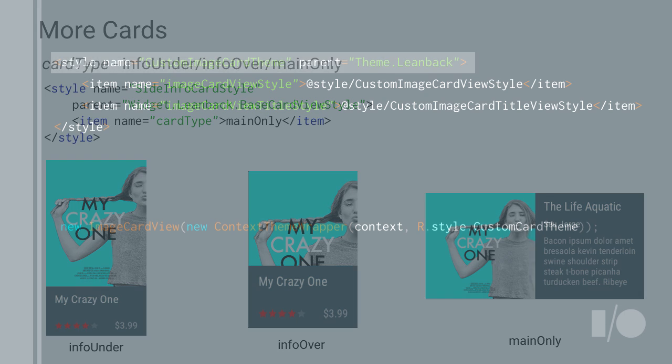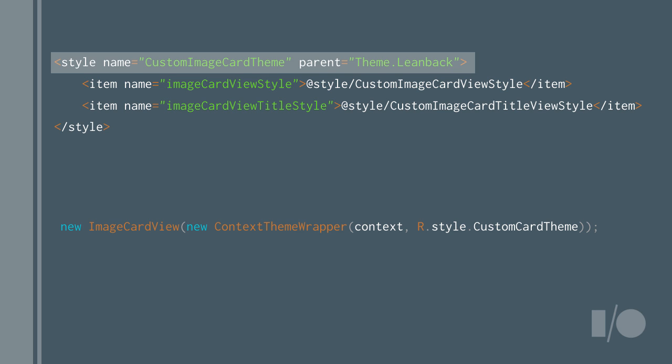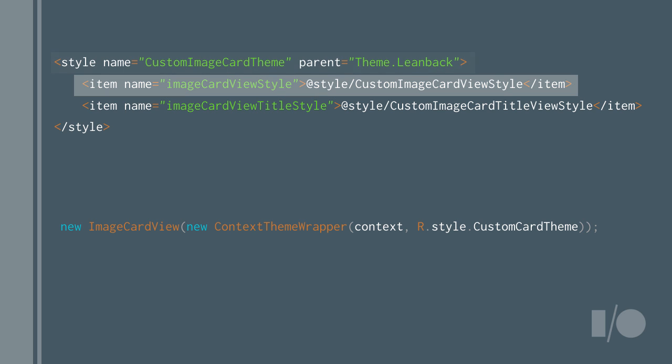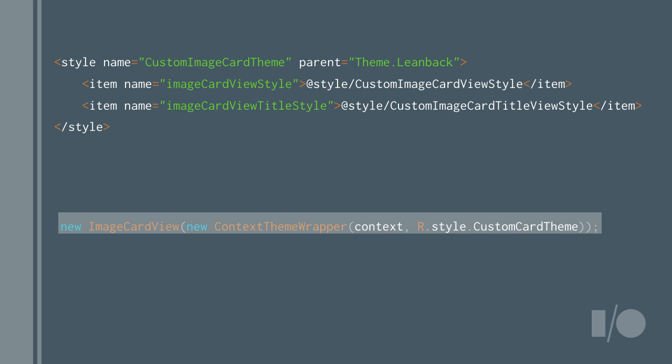Now, once you create your style, there are 2 more steps you need to do in order to create custom cards. First, you're going to create a theme and override the image card view style attribute with the style you just created. You can choose to override other attributes if you want to. Once you do that, then you can instantiate your image card view and use the theme you just created using context theme wrapper. That's it. That's all you need to do in order to create custom cards.